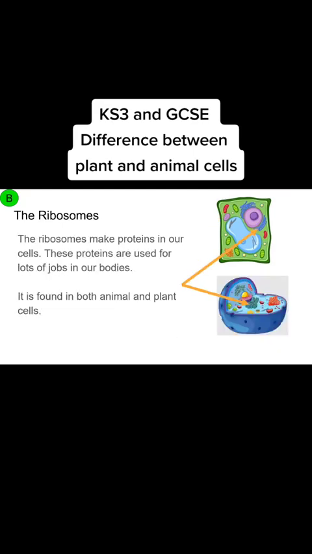Ribosome is the next structure we're talking about. This organelle is also found in both animal and plant cell, and the job of the ribosome is to make protein in our cells. The protein is used for lots of different things in our bodies.